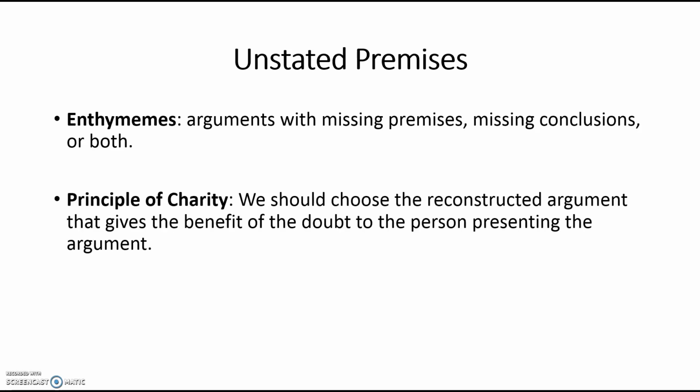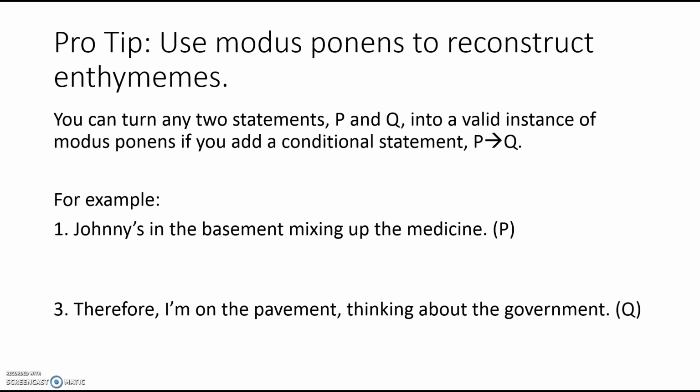When you're dealing with enthymemes, you want to use the principle of charity. And that means you should choose the reconstructed argument that's going to give the benefit of the doubt to the person presenting the argument. Assume that they meant to say that and just left it out. Give them the benefit of the doubt. Be charitable. Now here's a pro tip. If you're trying to figure out how to fill in the missing premises of an enthymeme, use modus ponens.